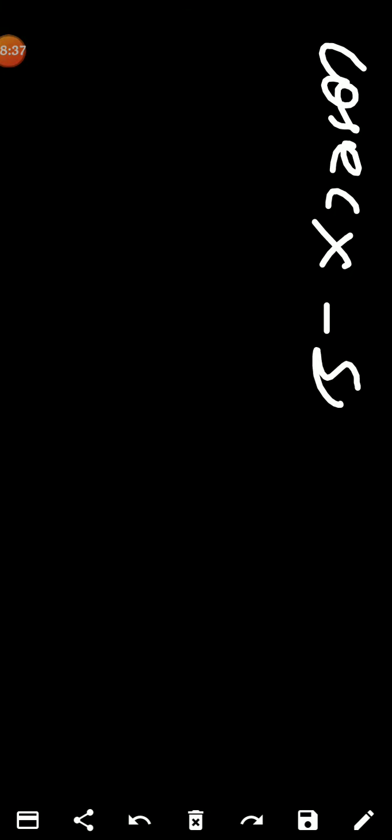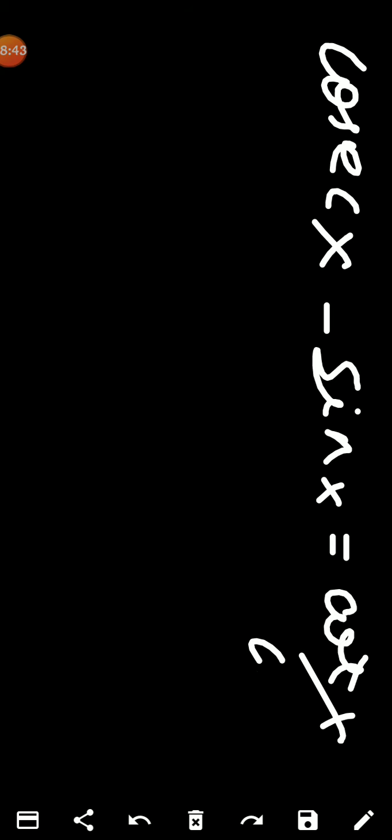So let's have a small problem for this video, that is cosecant x minus sin x is equal to cotangent x multiplied by cosine x.